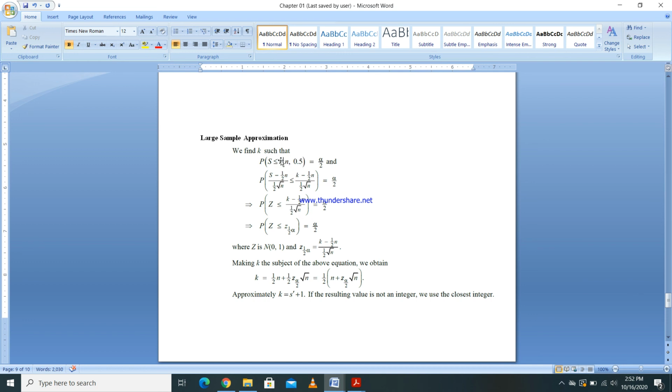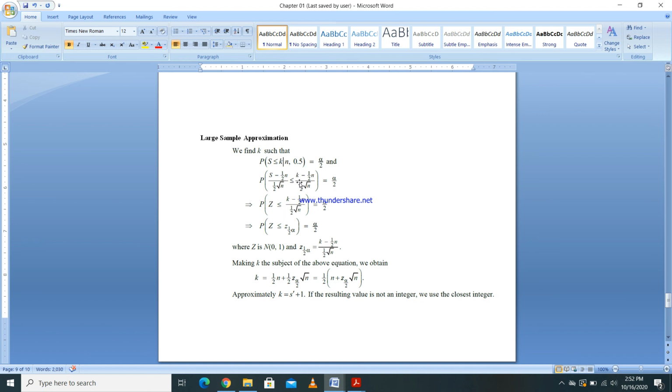So we want to find a value K, where the probability that our test statistic is less than or equal to K is alpha divided by 2, if you are going to find a (1 minus alpha) times 100% confidence interval. In order to do the large sample approximation, we have to subtract the mean, that is 0.5 into n, and divide by the standard deviation. Same thing we have to do for this side, right?